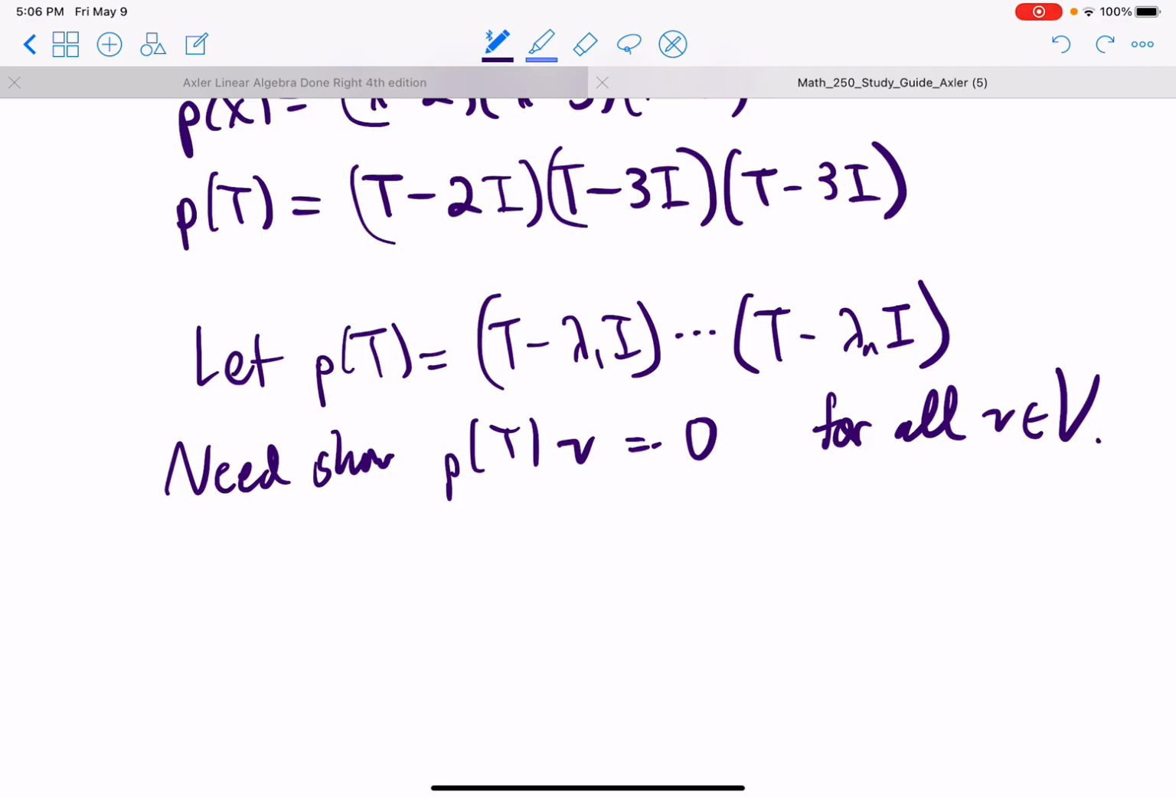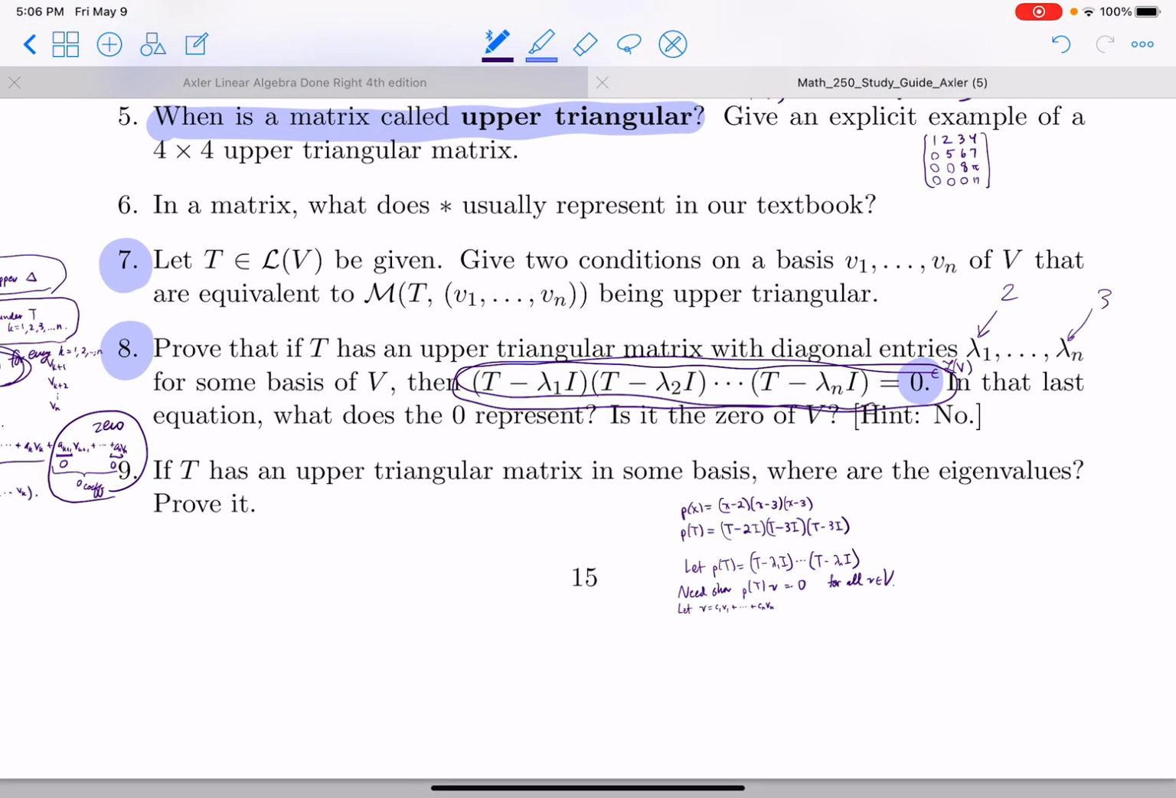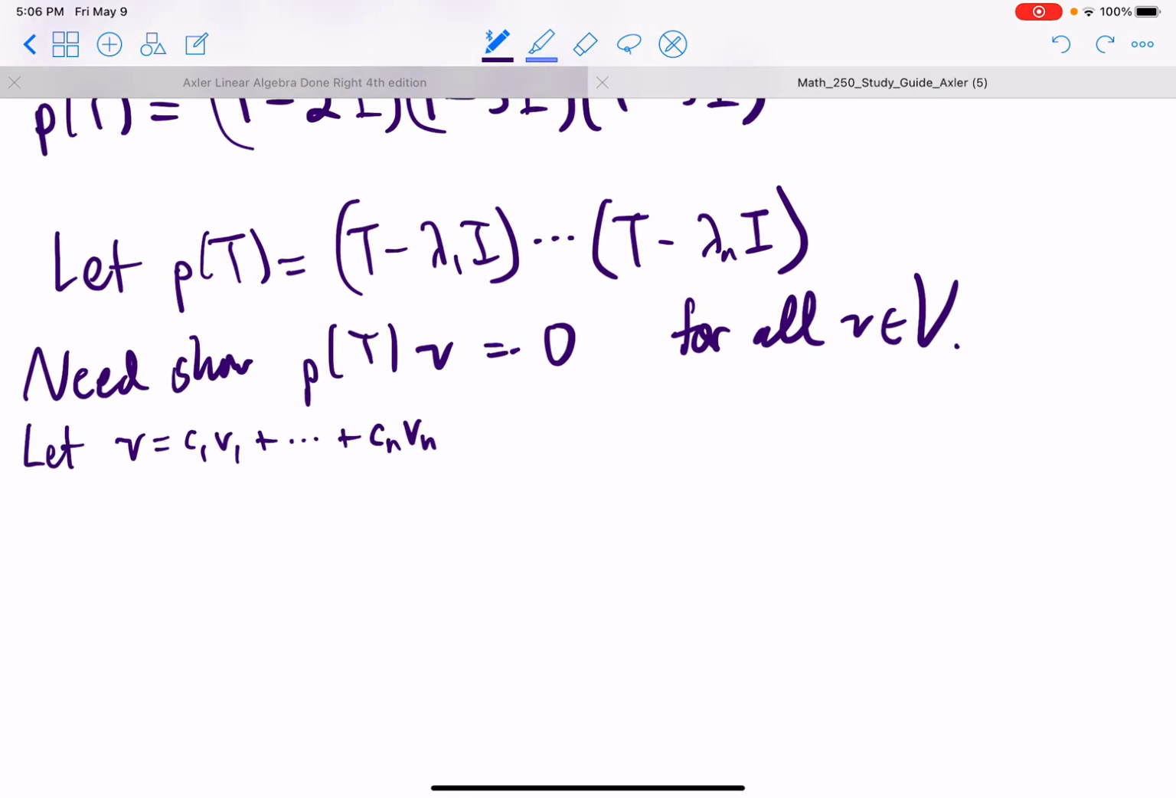Okay, so let v equal c1 v1 and so on. So choose a basis and express. Actually, don't just choose any basis. Choose the basis where T has an upper triangular matrix. Choose that matrix.